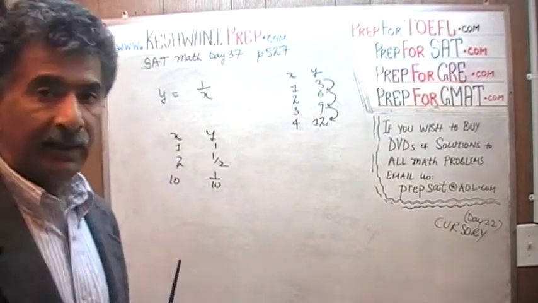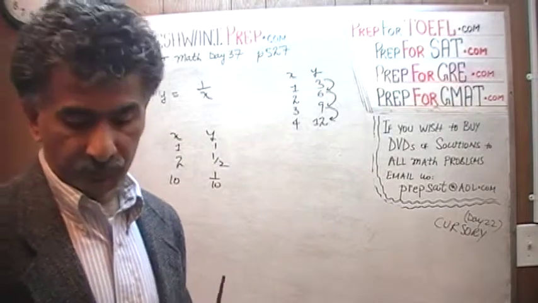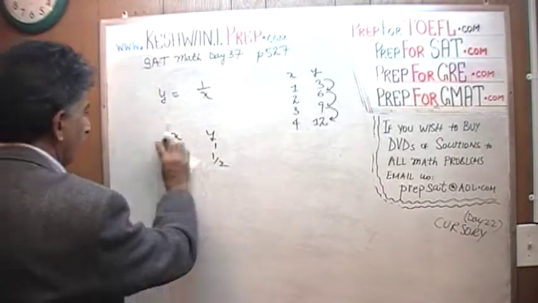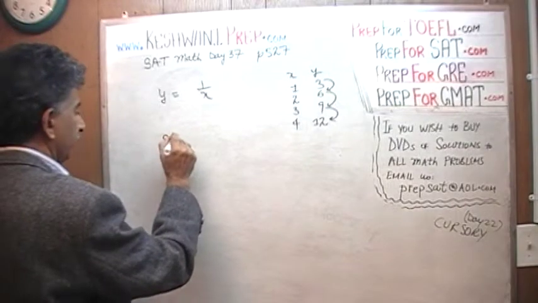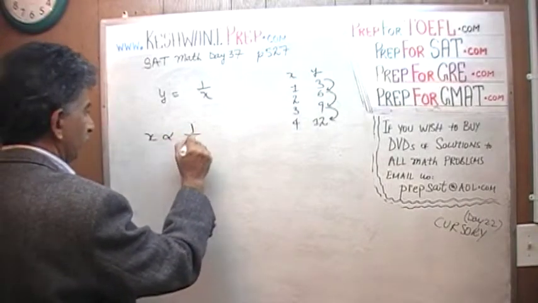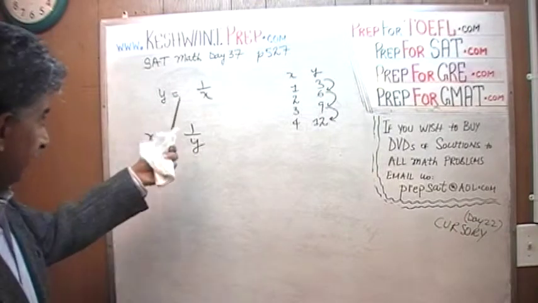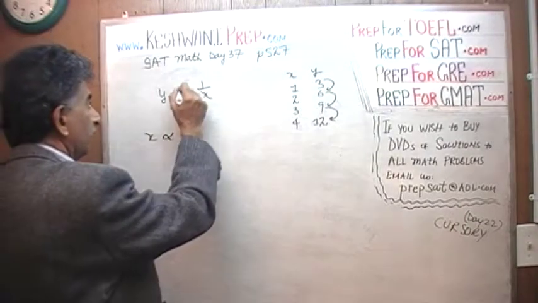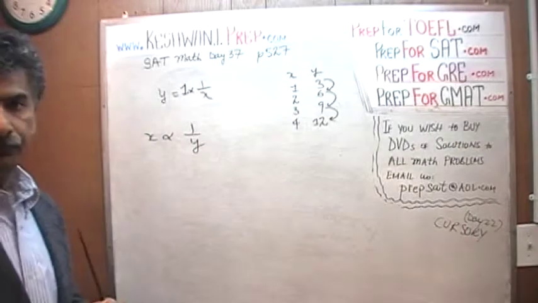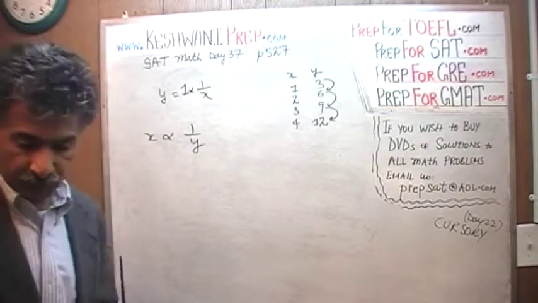And here we say x and y are inversely proportional. This is how we write it. In this example, the proportionality constant happens to be 1. That's it. So that's what this problem is dealing with.